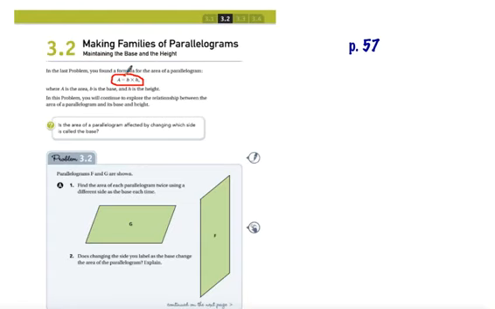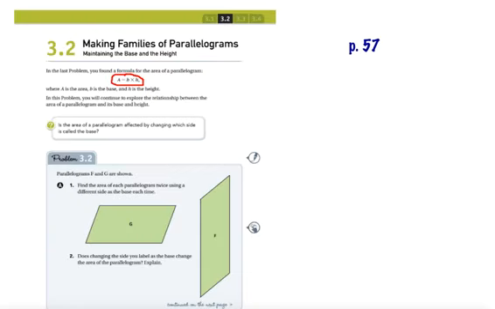In 3.2, we're going to continue to discuss that relationship between the area of a parallelogram and its base and height. We want to start to figure out, does it matter which side is the base on a parallelogram? Does that change the area? Your first task is to look down here at problem 3.2, and you have parallelogram F and parallelogram G. A1 tells you, find the area of each parallelogram twice using a different side as the base each time.